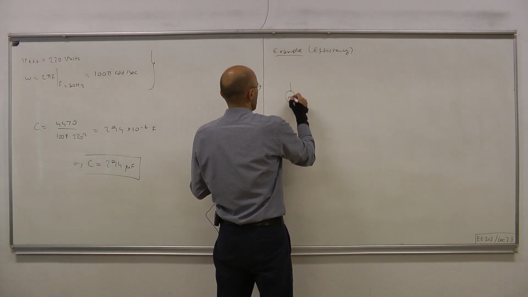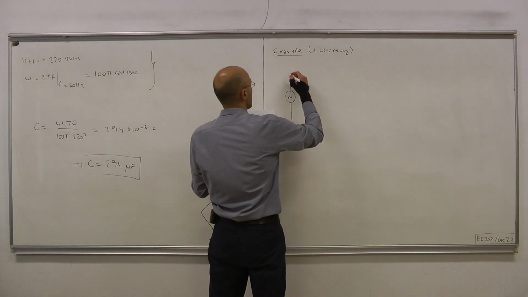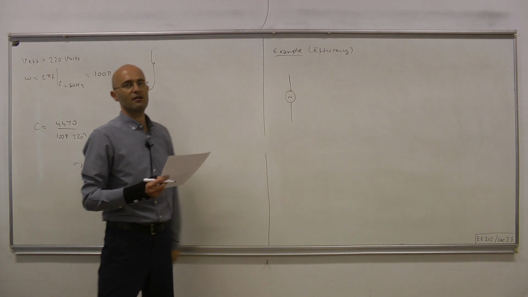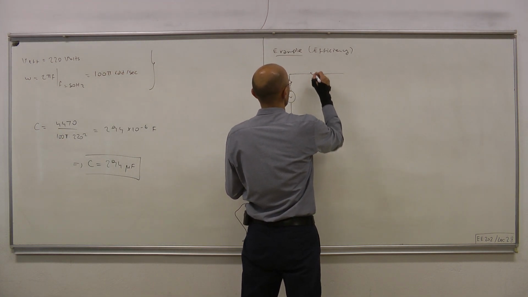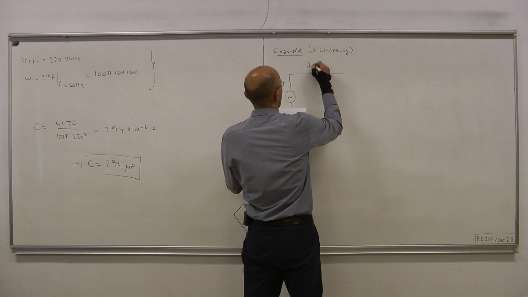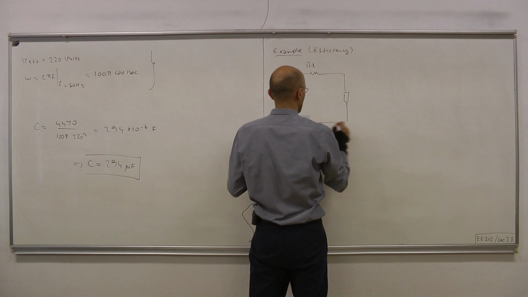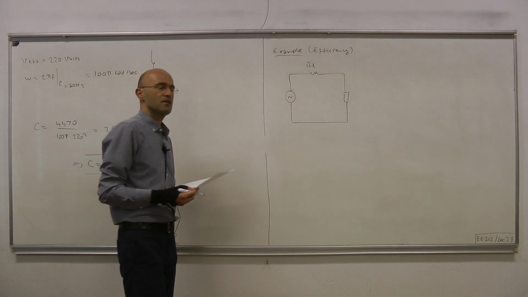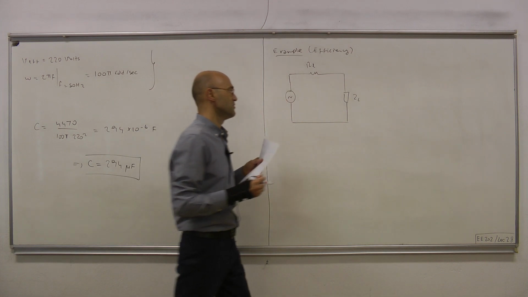So this circuit represents a general situation. We have the generator where the electricity is produced. The power plant we're representing by a simple independent voltage source. And then we have the transmission lines, which are represented by some resistance, RL. And at the other end of the transmission lines, in the city, let's say, we have the customer or the industrial establishment, and that's represented by some impedance, ZL.